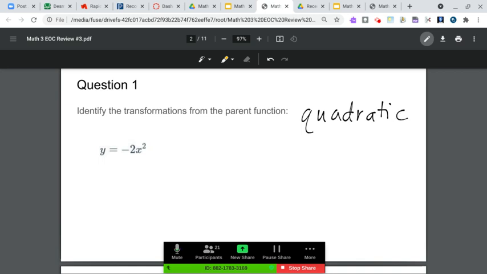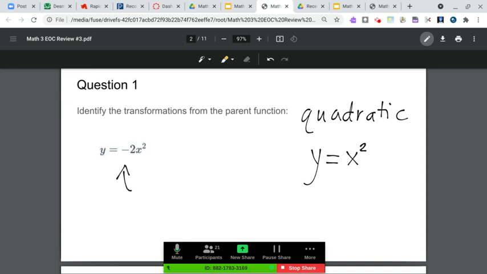So the parent function is the function without anything done to it. So the parent function would be y equals x squared. Okay, it's a parabola. For the given function, there's 2 transformations.